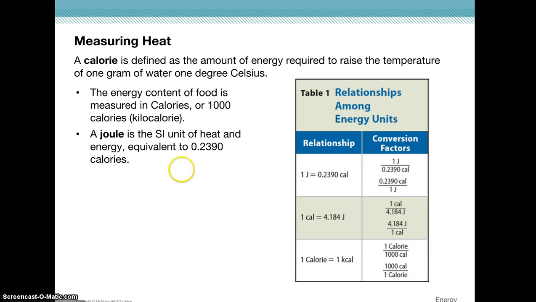Now when we use the term joule, J-O-U-L-E, this is the unit we're going to be using more than we will calories. And you can see over here in our chart we have conversion factors. These are the ones you're going to need to know right here to convert from calories to joules. 1 calorie is equal to 4.184 joules.